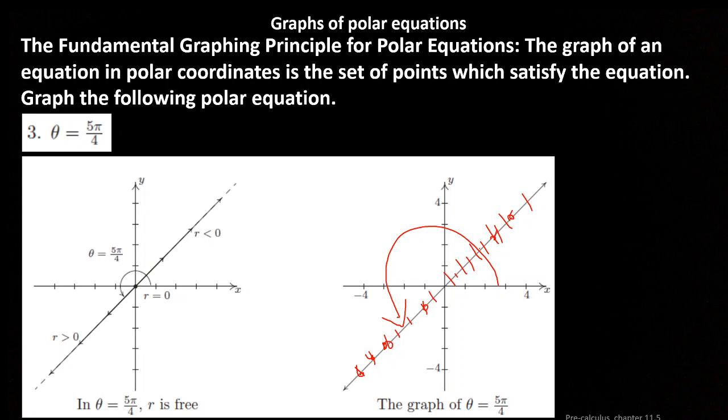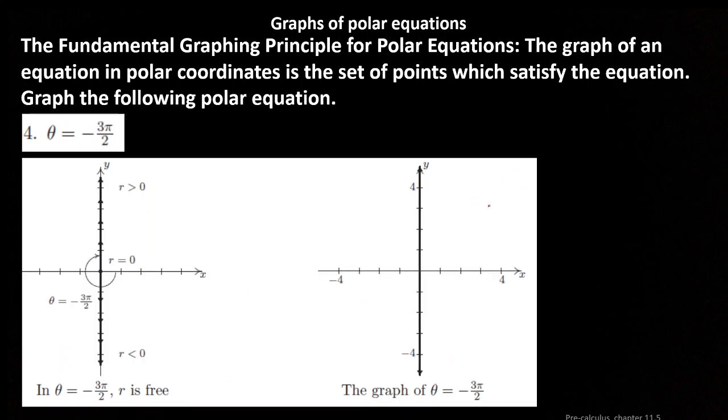All right. So here's another one again. Theta equals negative π/2. You just get the vertical line, the y-axis. Negative 3π/2 is like this way, and then r could be any number, so you go up and down here to get to any point on this line.